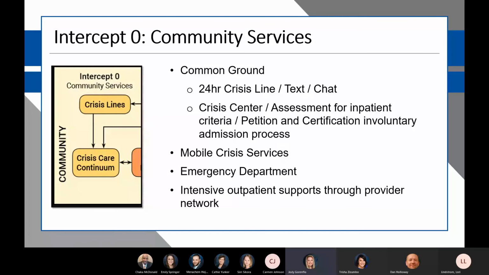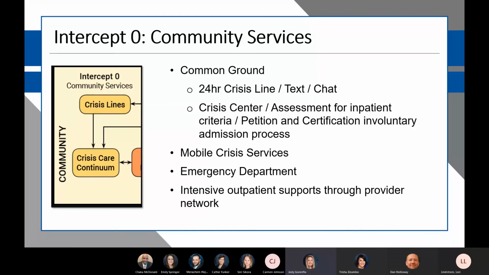So we're going to start with Intercept 0. Intercept 0 focuses on crisis care and crisis management in the community. It's really about prevention. And hopefully you're all aware of crisis services here in Oakland County, but we're going to talk about them right now.